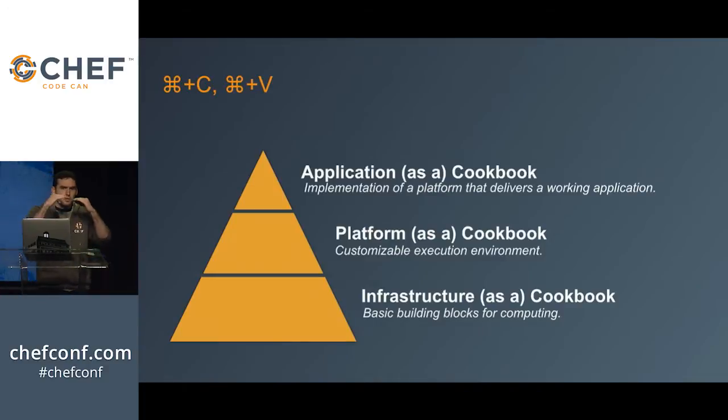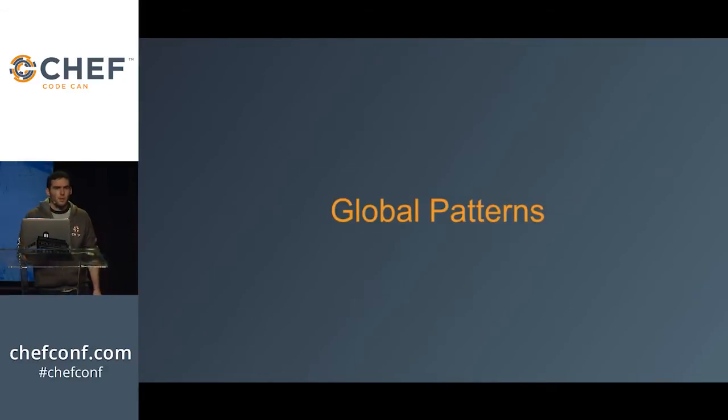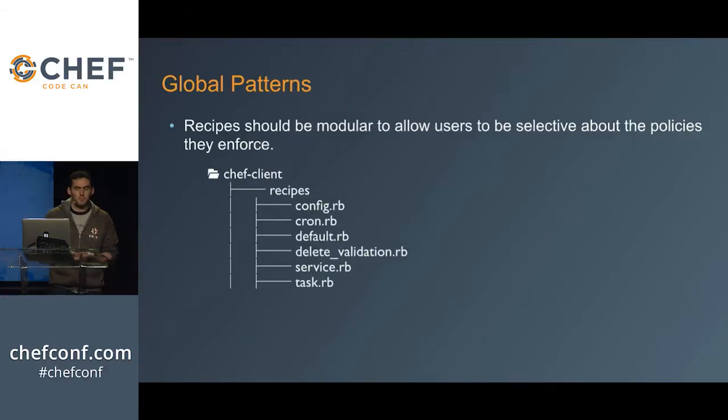But before I talk about each one of these cookbooks, the application, platform and infrastructure cookbooks, I want to talk about global patterns that should be prevalent across any cookbook that you write. The first pattern is that your recipes should be modular, so that the users who download them can be selective about the policies that they want to enforce. And here's an example from our Chef Client cookbook. You have a different recipe for each of the different things that you're trying to do. So it's not one big recipe where you're doing everything. You have an option about which recipe you want to put into your run list.